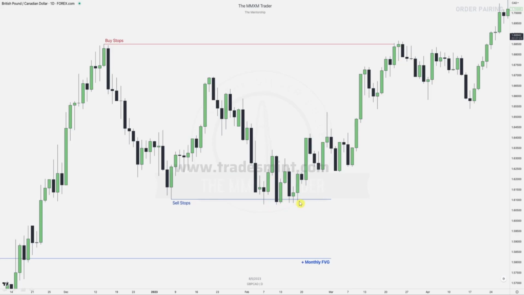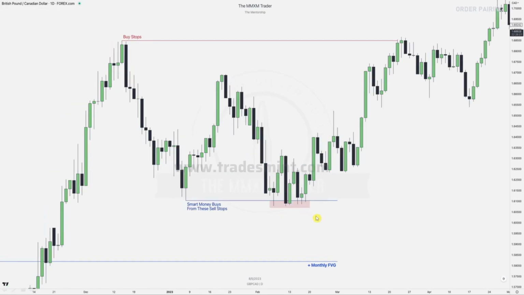Why are we accumulating down here? Because there are willing sellers trying to sell this position down here. So when they accumulated all these sell stops, they're good to go into bullish order flow, and also we're coming from an internal range on the monthly time frame, right? So from internal to external again, up into this high.